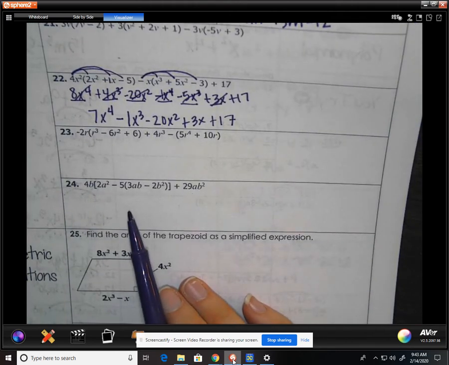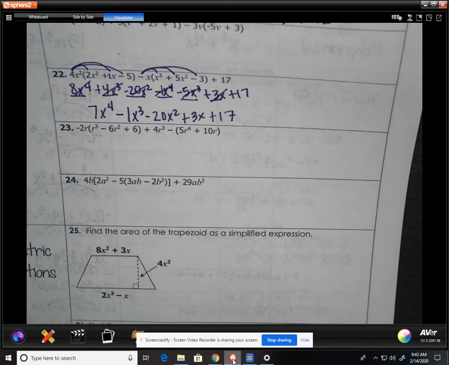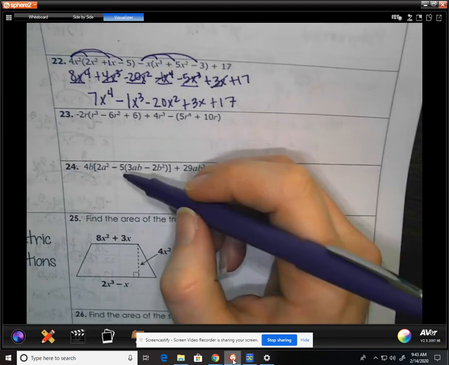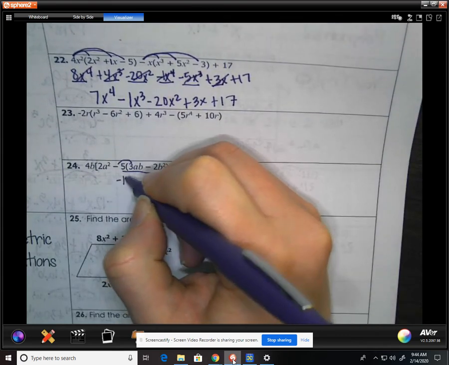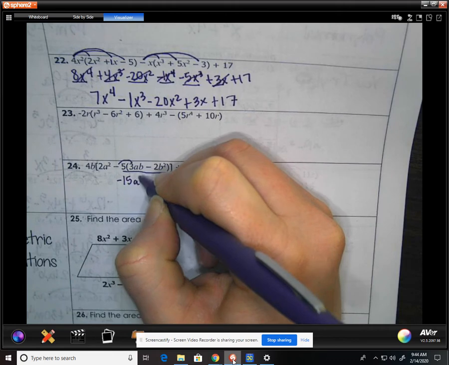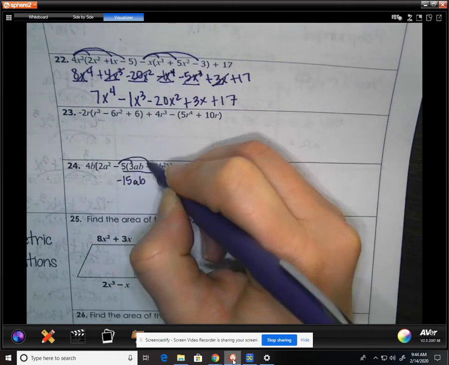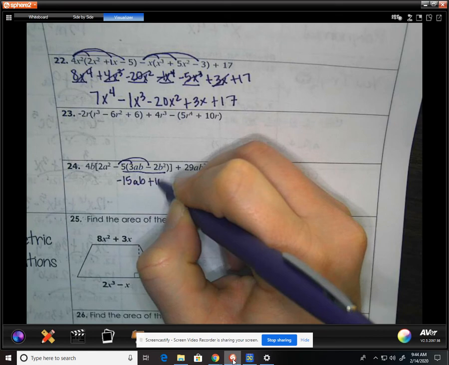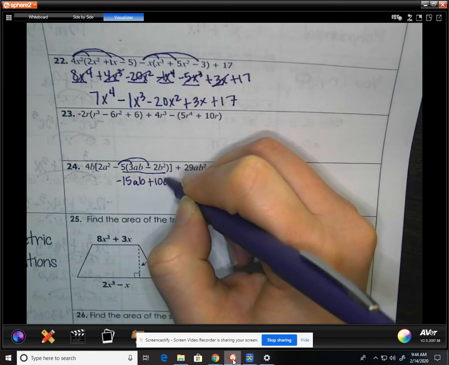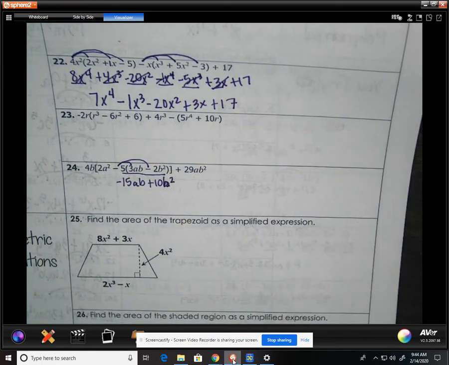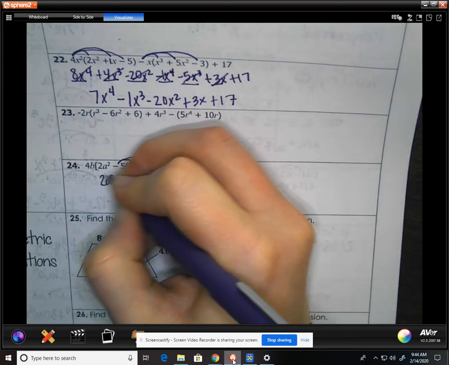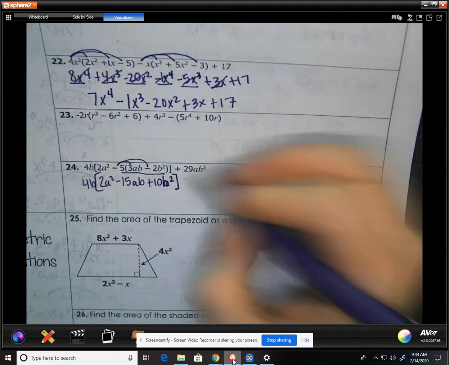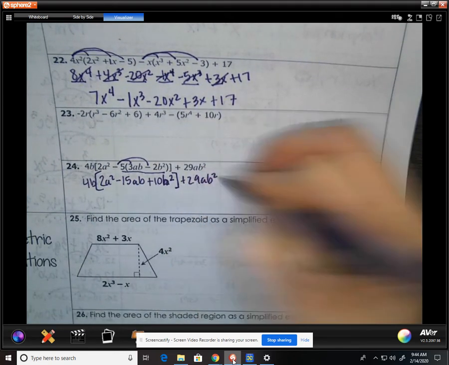Okay, so for number 24, our last one, the most complicated one. And I'm going to do 26 with you. Okay, so 24, you have to start with this inside parentheses first. So we're going to do negative 5 times 3, which is negative 15. And then I just keep the AB because there's no letters to change it here. And then negative 5 times negative 2 is a positive 10, and I have to keep the B squared. Okay, that now comes out of parentheses, and I do still have these brackets with the 2A squared. This 4B is still on the outside, and it's plus 29AB squared.